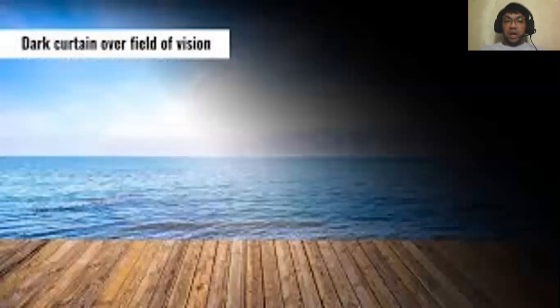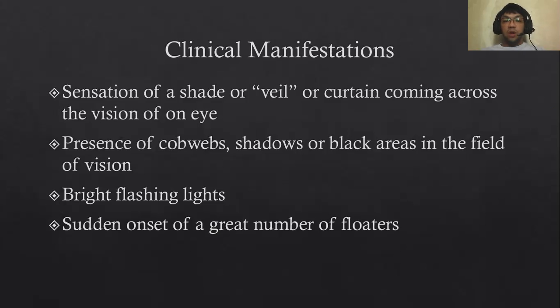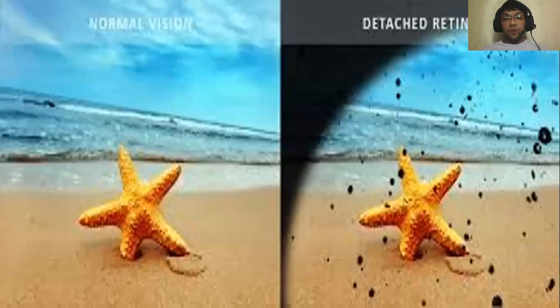So it will appear like this. There's a dark curtain over the field of vision of the patient, or a presence of cobwebs, shadows, or black areas in the field of vision, or any bright flashing lights that they have in their field of vision, or a sudden onset of a great number of floaters, such as this one on the right side.